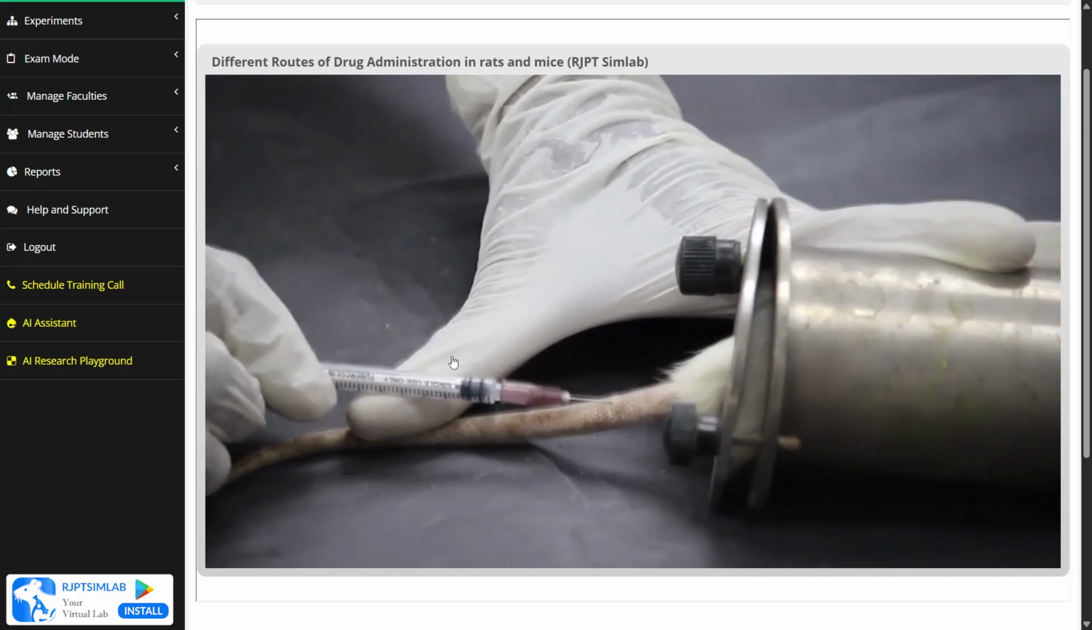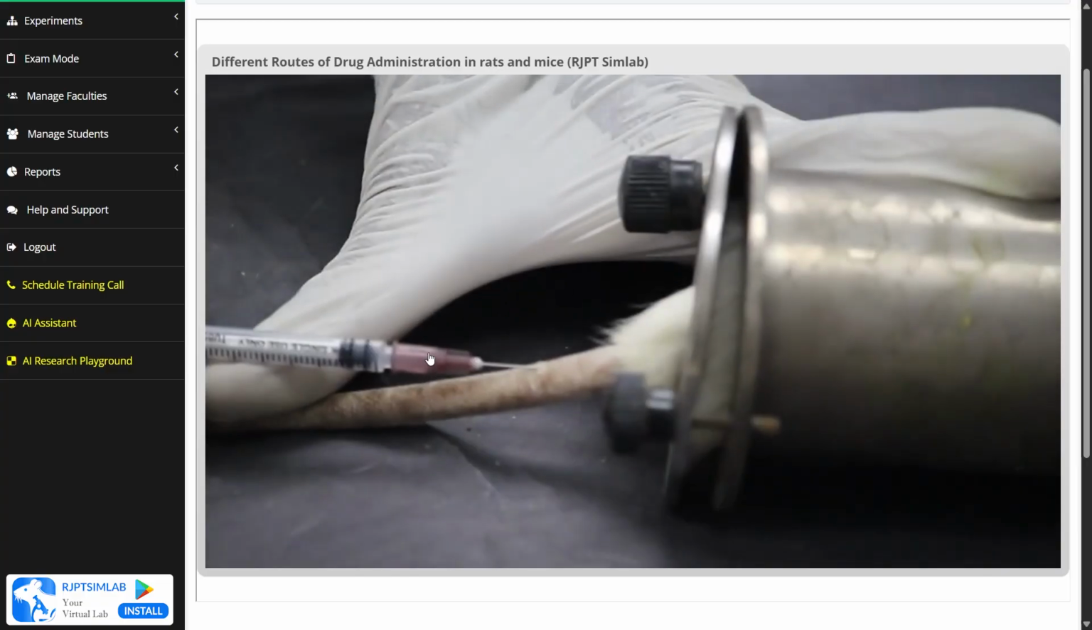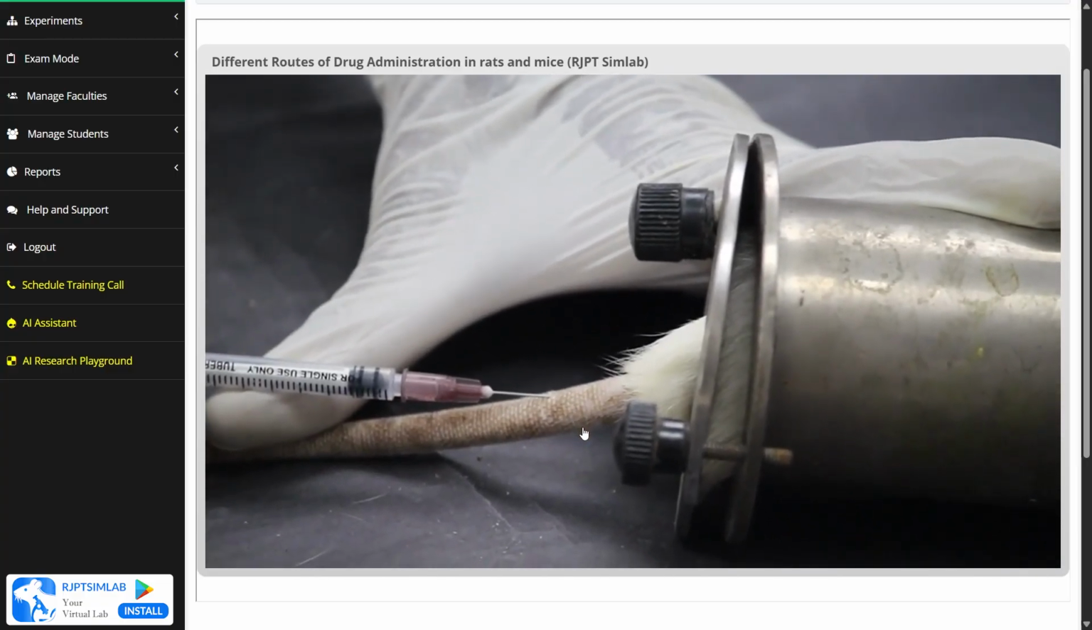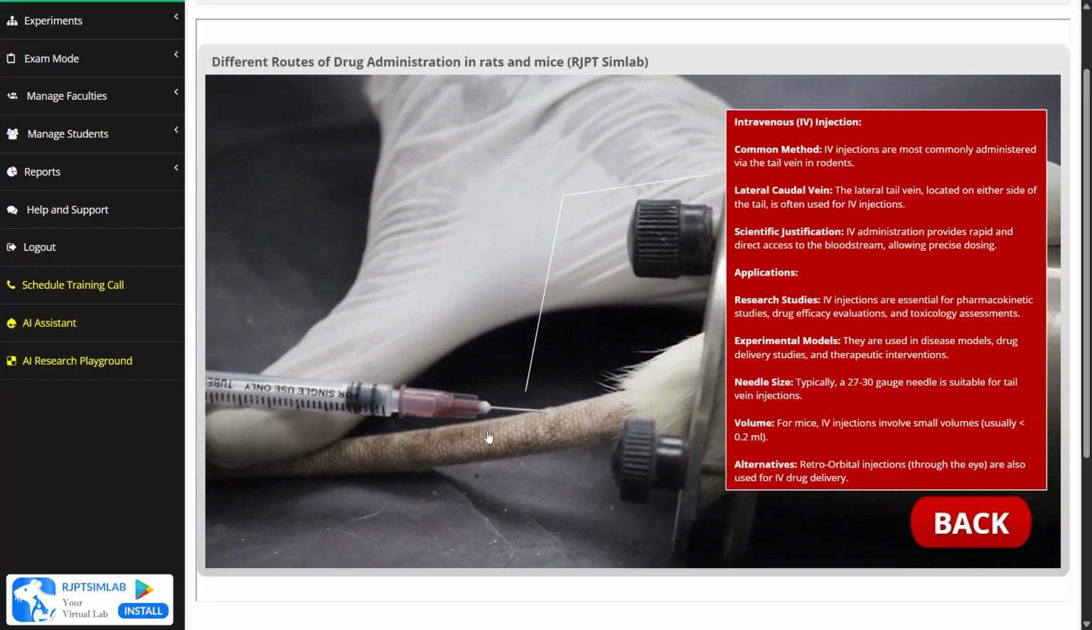As we can see, this is the injection loaded with the drug, and it is connected to a needle. The needle goes directly into the tail vein for the insertion of the drug. The description of this route says that it is a very common method. IV injections are most commonly administered via the tail vein in rodents, which means that in rodents we use the tail vein for the insertion of the drug.